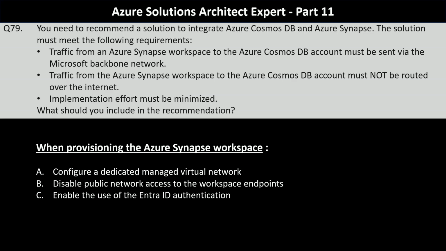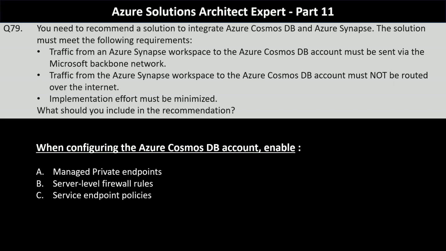The first part of the question is talking about when provisioning the Azure Synapse workspace. Your options are: configure a dedicated managed virtual network, disable public network access to the workspace endpoints, enable the use of Entra ID authentication. Folks, you should provision the Azure Synapse workspace with the option to configure a dedicated managed virtual network. This will ensure that the traffic between Azure Synapse and Azure Cosmos DB is routed through the Microsoft backbone network and not over the internet.